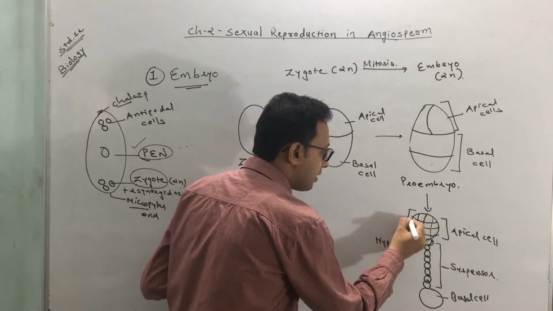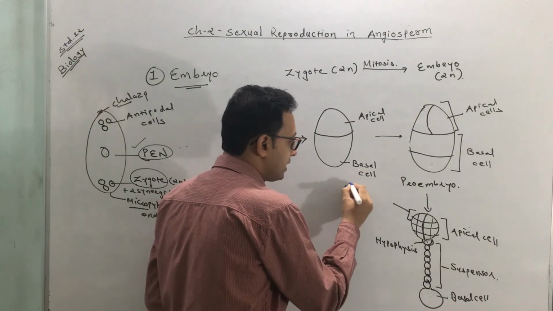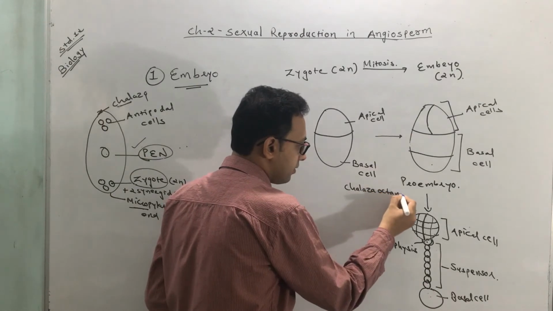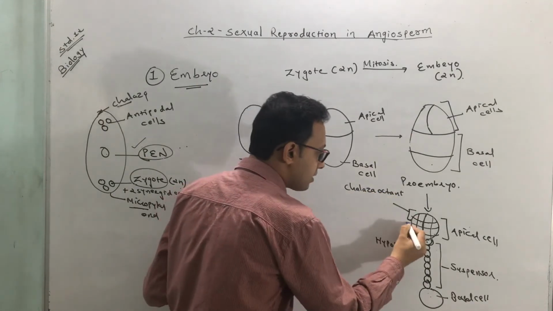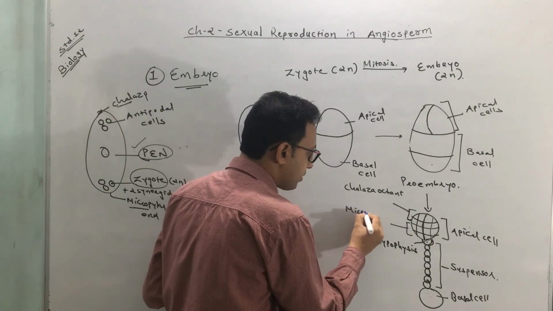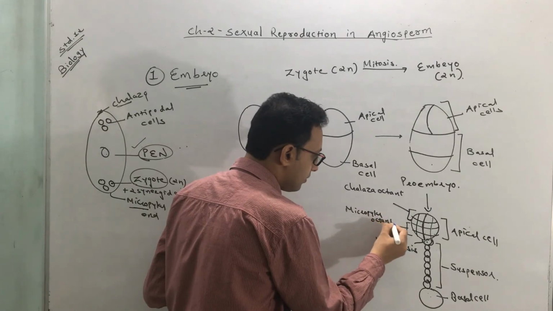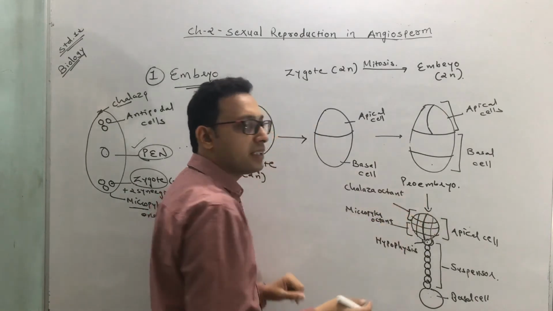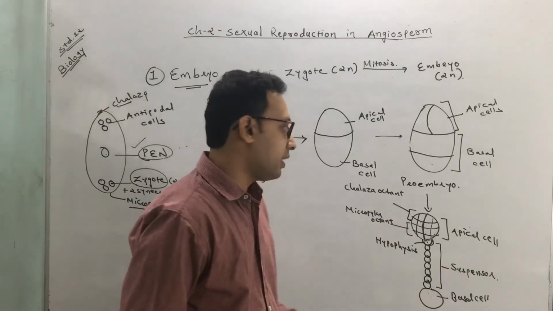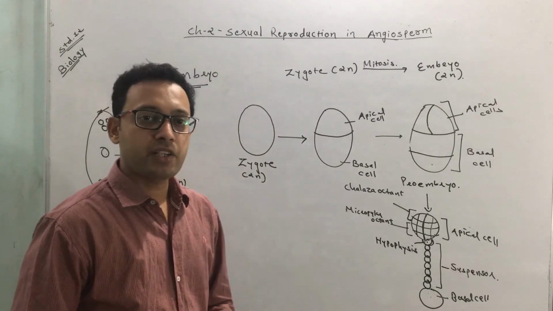The upper part is called the chalazal octant, octant meaning it contains 8 cells, and the next one is called the micropylar octant, because the upper one is present towards the chalaza and the lower one is present towards the micropyle. So the upper one is called the chalazal octant, and the lower one is called the micropylar octant.